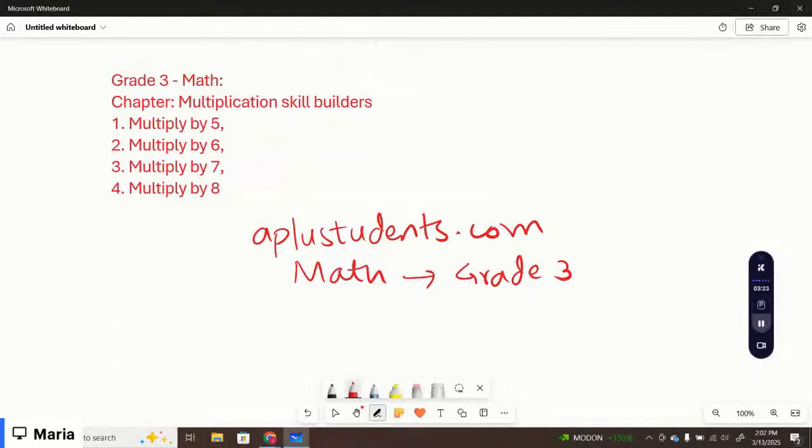multiplication skill builders. The lessons we're going to cover today are multiply by 5, multiply by 6, multiply by 7, and multiply by 8. So please make sure you have your notebook and pencils so that you can note down the important examples and definitions as well.